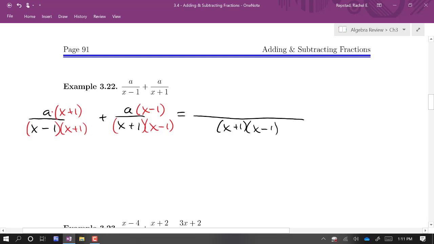Now, having done that, we can see that our common denominator is x plus 1 times x minus 1. And this is, in fact, the least common denominator. And up top, I have a times x plus 1 minus a times x minus 1. So now, we've got a little bit more work to do. We have added them. And the denominator is expressed as a product. Leave this factored.